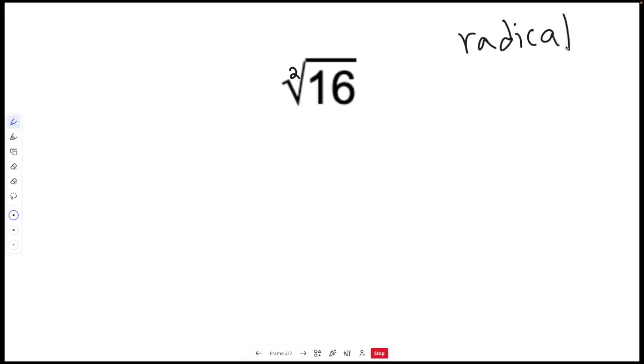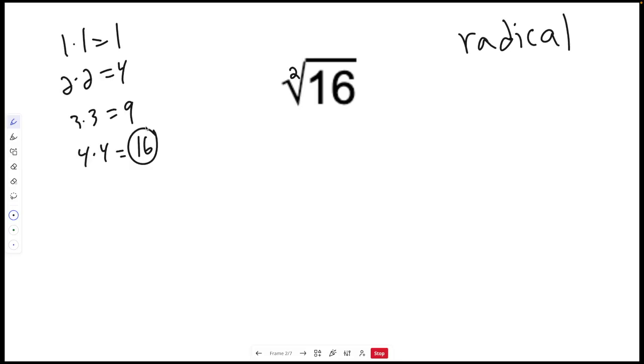This problem is asking me, what number times itself 2 times will give me 16? I'm going to say that sentence one more time. What number times itself 2 times will give me 16? So you could start listing numbers. 1 times 1 is 1. 2 times 2 is 4. 3 times 3 is 9. 4 times 4 is 16. And there's the magic number. And so the answer to this problem is just 4, a regular 4, nothing else added.